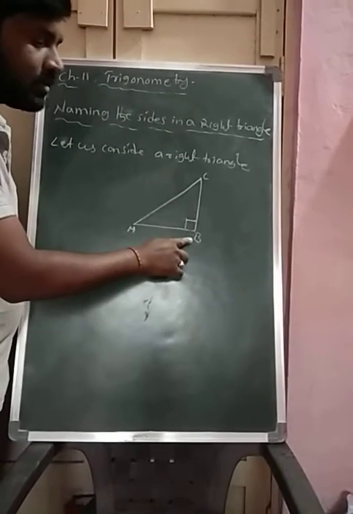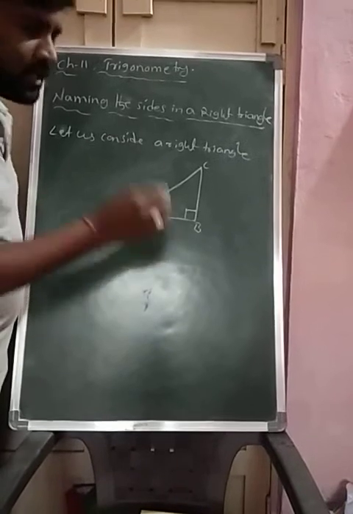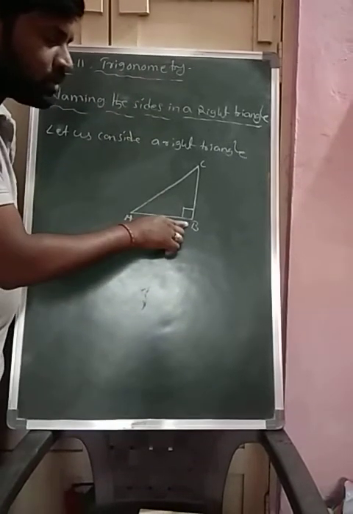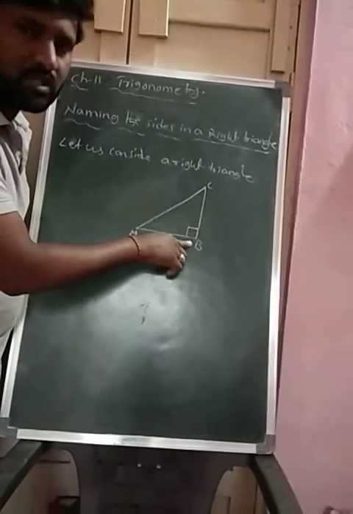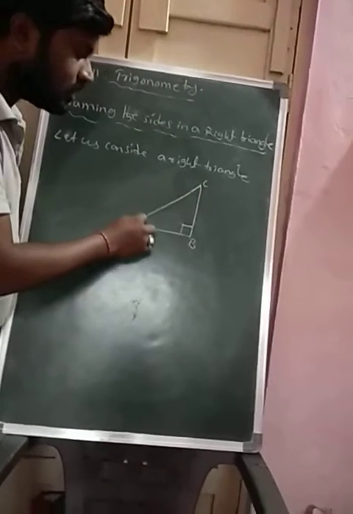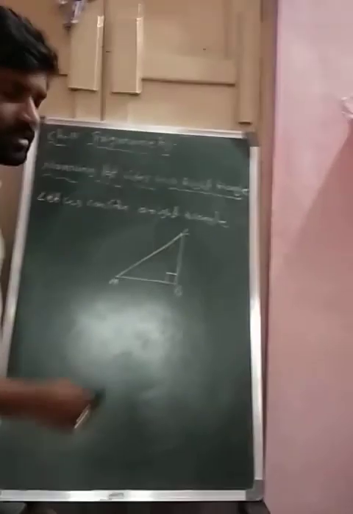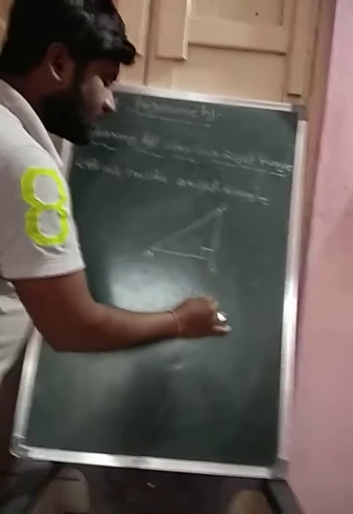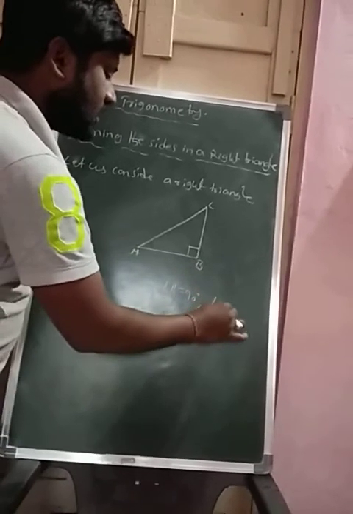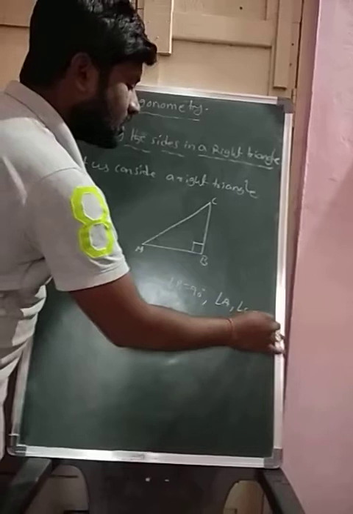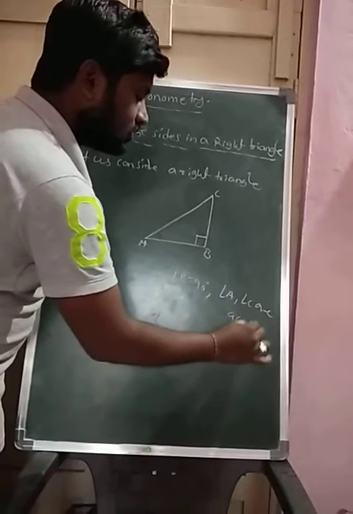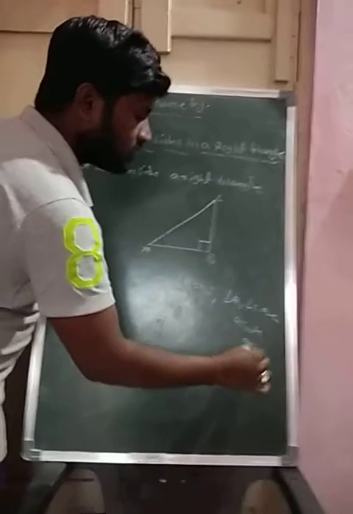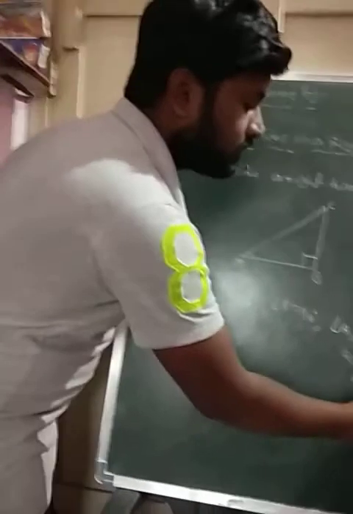Right angle at B. We know in a right-angled triangle, one of the angles measures exactly 90 degrees, which means the other two angles are what now? Acute angles. Yes. See clearly, angle B is equal to 90 degrees. Angle A and angle C are acute angles. Okay.